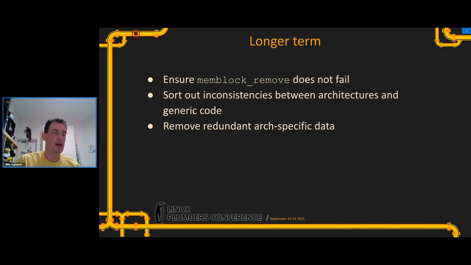The next steps I was thinking of are making memblock remove resilient, essentially void, so that it won't fail. To be honest, I don't know yet how exactly I am going to do this, but it will be done at some point, I think. There are still some inconsistencies between how architectures treat different pieces of memblock and how the generic code does.